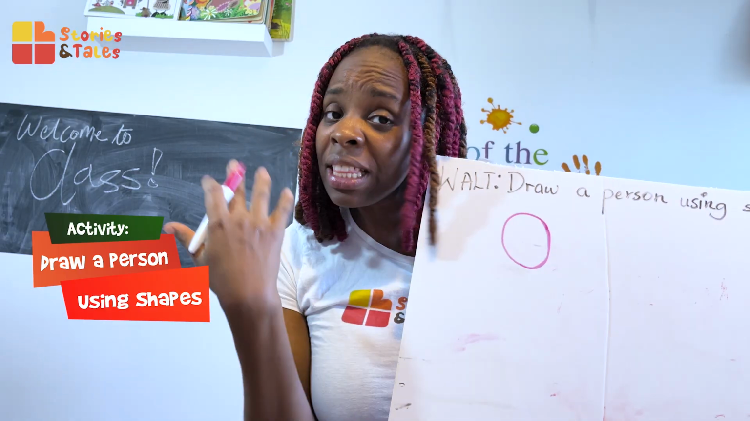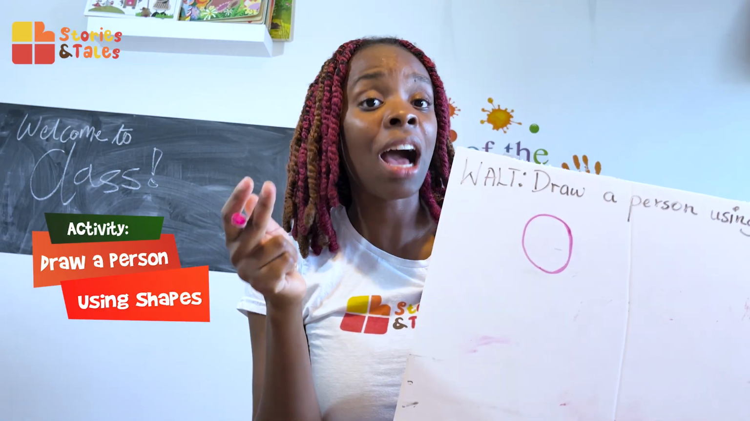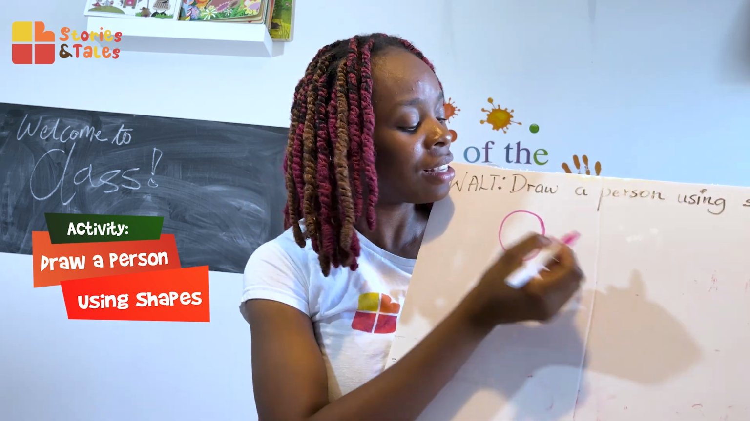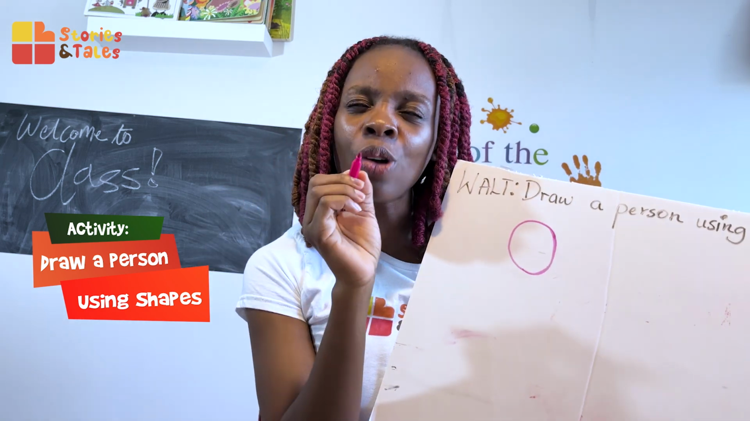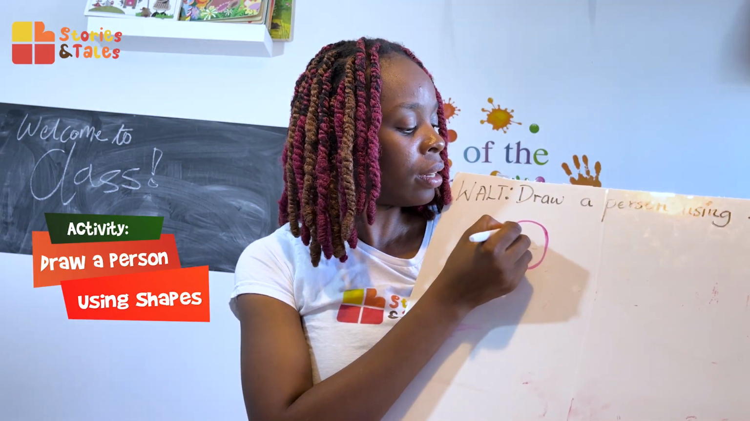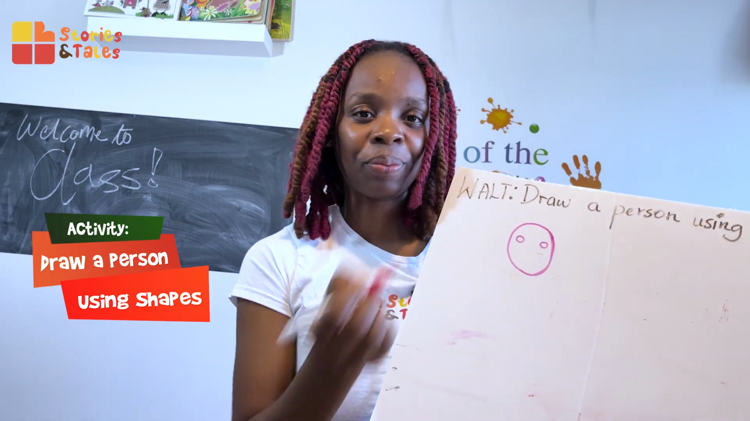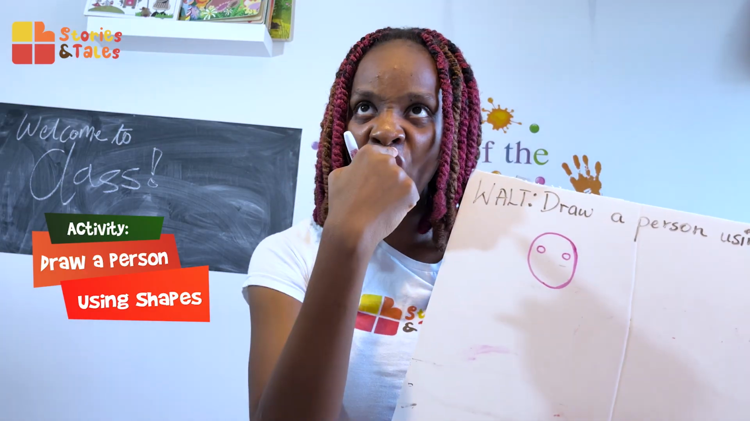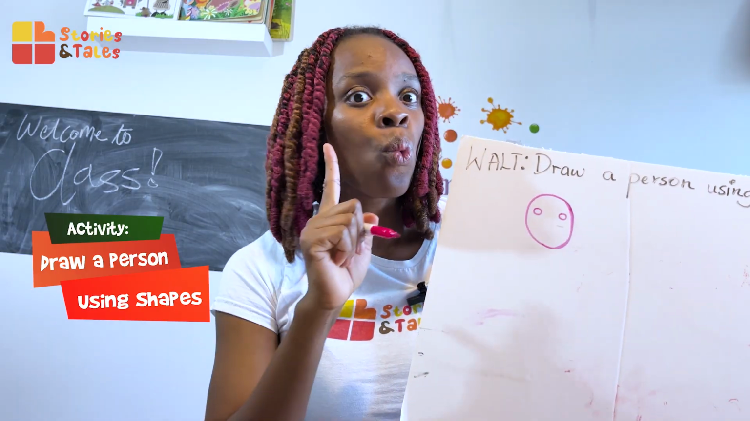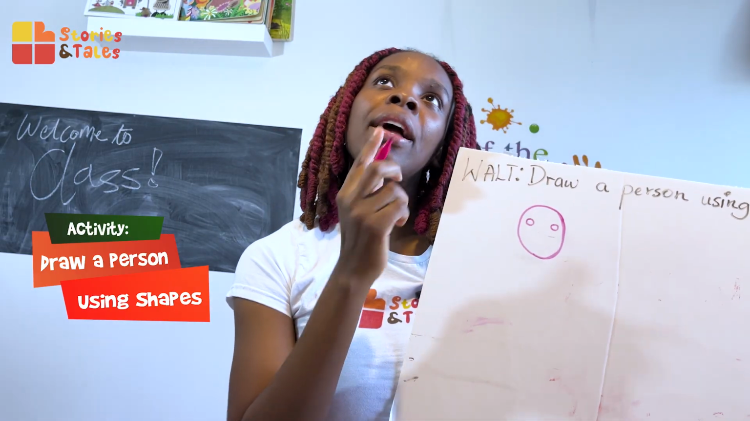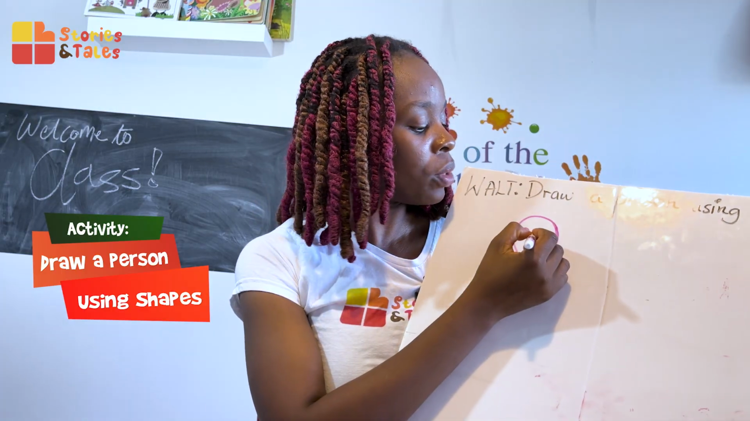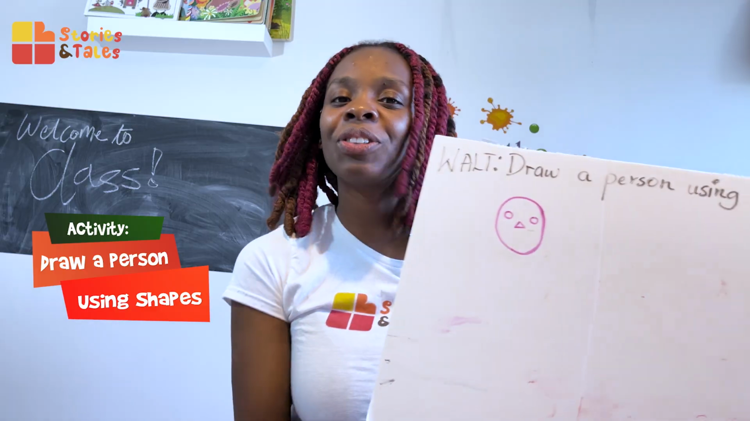Now, we're going to fill in the face. How many eyes does a person have? 2 eyes. And eyes are usually also circles. So we go 1, 2. Now, how many noses does a person's face have? 1 nose. The shape of a nose is kind of like a triangle. So I am going to give this person a triangle for a nose.